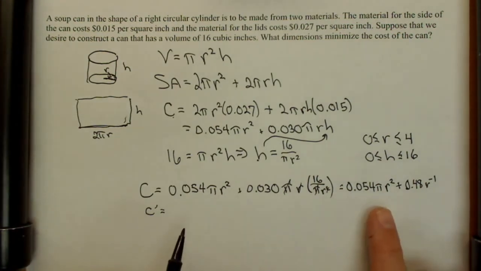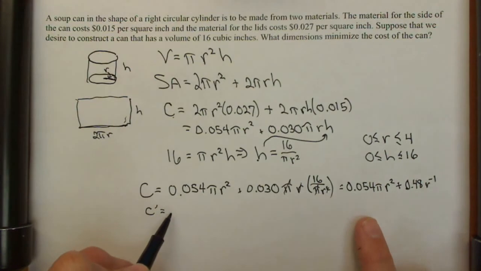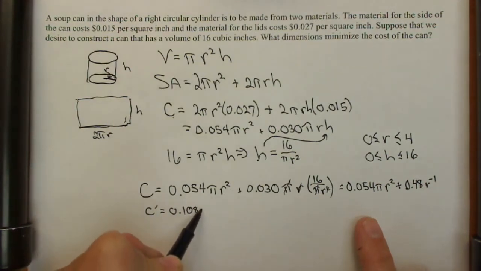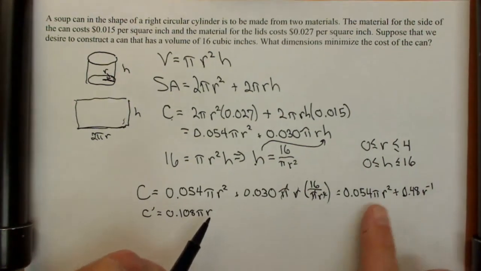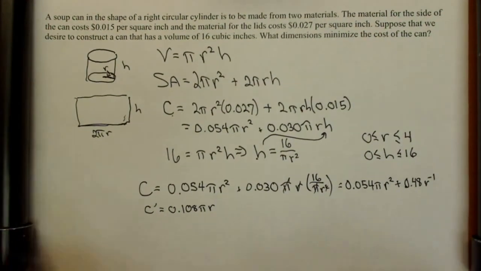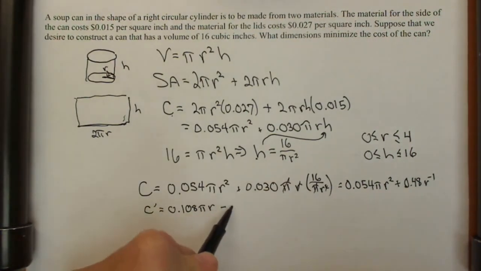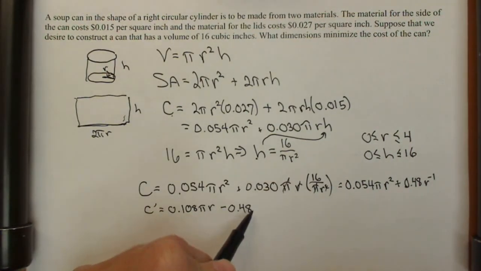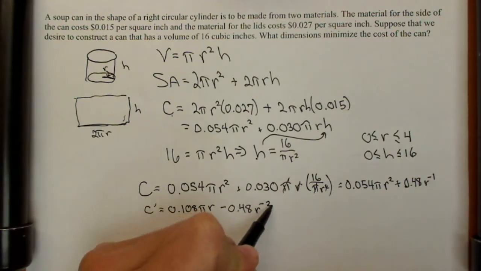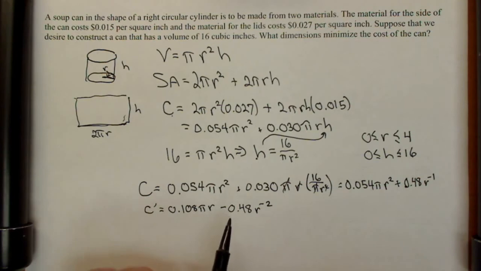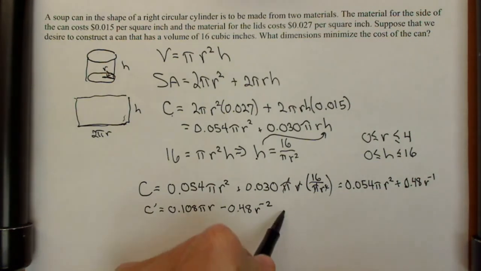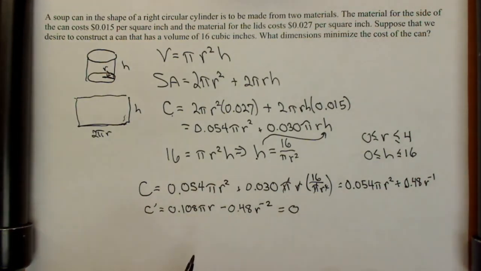So c prime, we're taking the derivative of this. It's just a couple of power rules. So 0.108 pi r, so that's from dropping the 2 down. Now drop the minus down, so that's minus 0.48 r to the negative 2. And we have now our derivative, which we're going to set equal to 0.